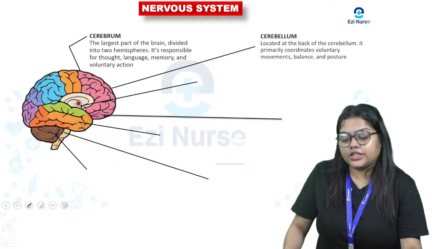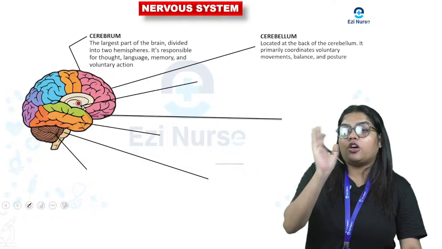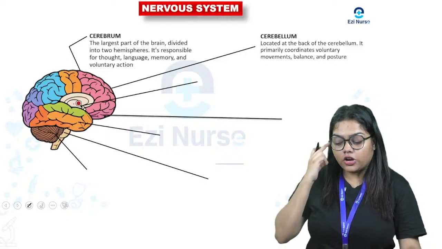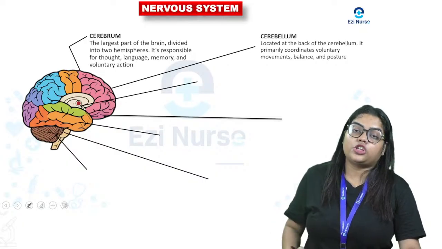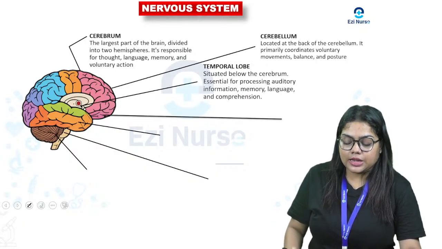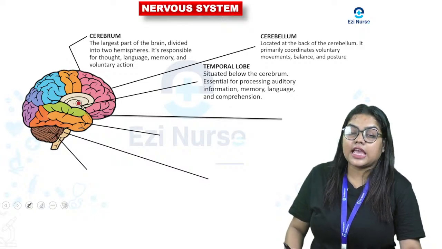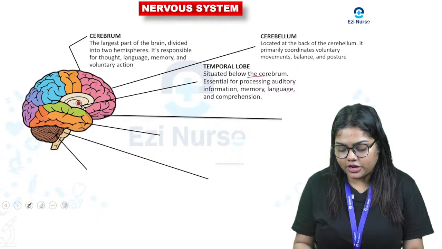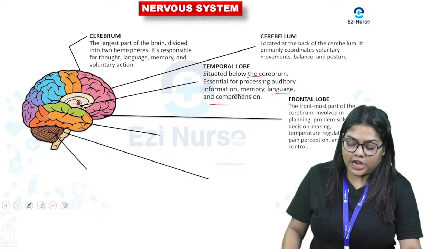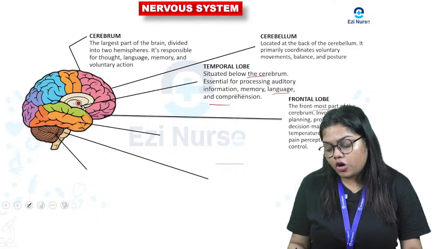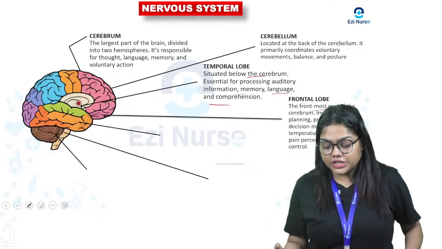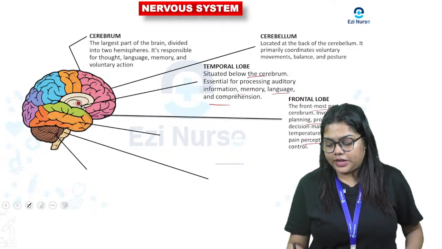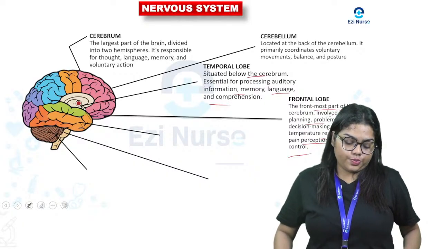Next is the cerebellum. What is the cerebellum? It is located in the back of the cerebrum, and it primarily coordinates the voluntary movement, balance and posture of your body. Next is the temporal lobe. It is situated in the cerebrum, essential for processing auditory information, memory, language and comprehension. Next is the frontal lobe, which is the frontmost part of the brain or cerebrum. It is involved in planning, problem solving, decision making, temperature regulation, pain perception and motor control.